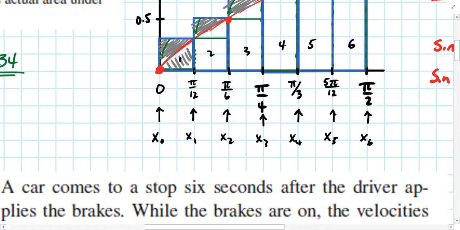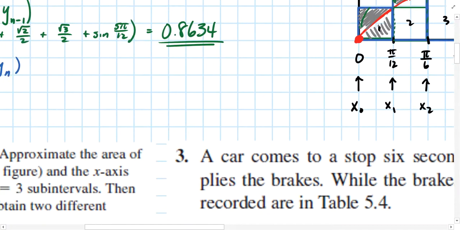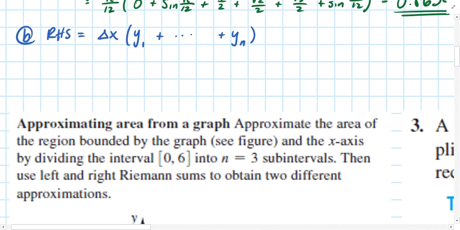So they're not going to cancel out perfectly in a curve, but the areas are going to be pretty close, pretty similar to one another. So let's see how this right-hand sum computes.